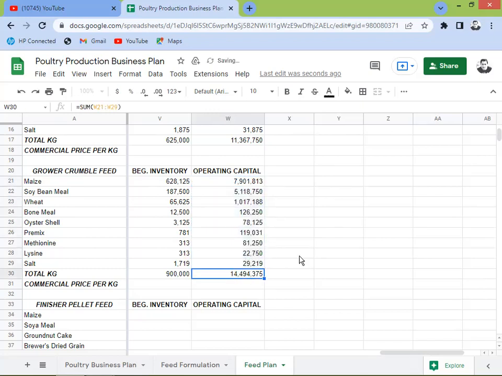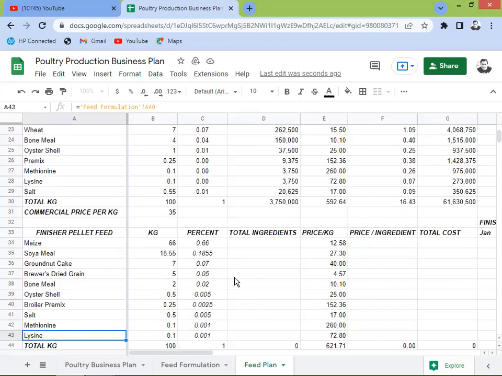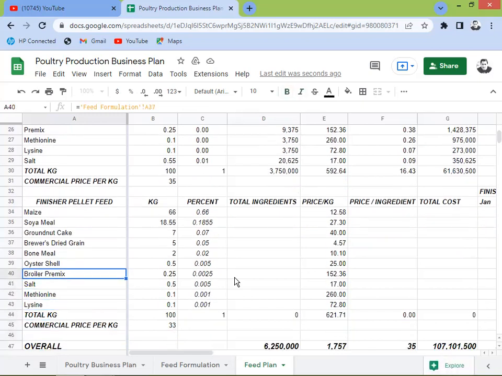Okay, we're gonna be needing 14,494,375 rupees to be able to produce our grower crumble feed requirement. Okay, this is much higher compared to the 11,367,750 of the starter feed. Now the last thing that we're gonna do is the last feed.